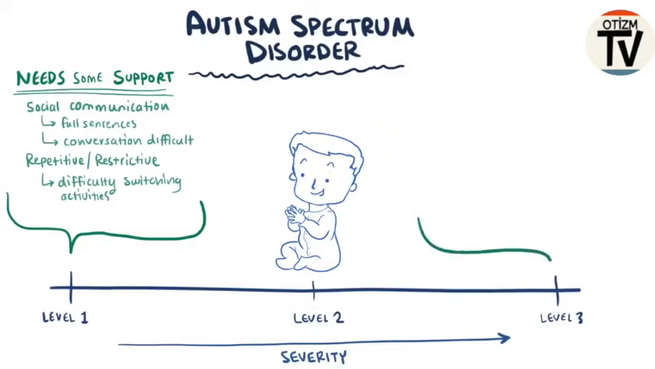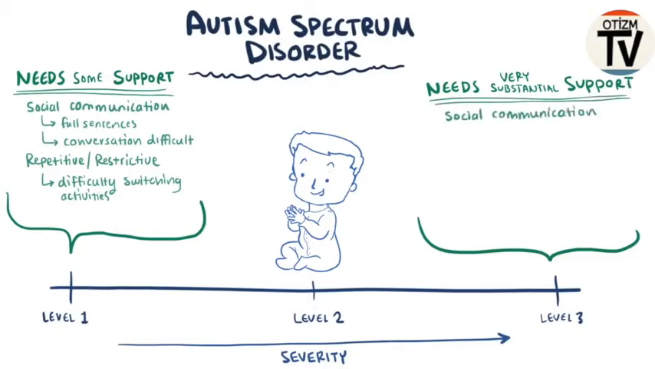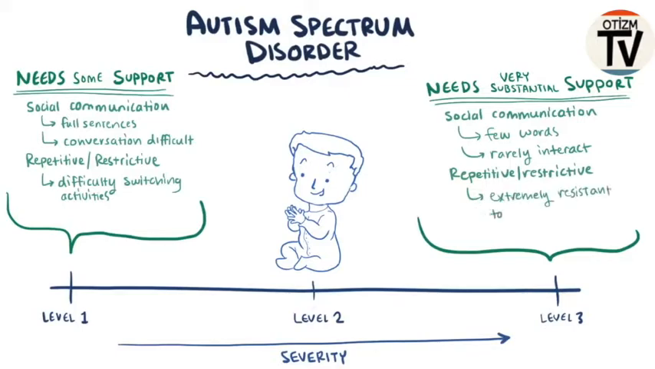On the other side of the spectrum, a level 3 severity means the child needs very substantial support, and on the social communication side, they might display very few words of intelligible speech and rarely initiate an interaction with others. For repetitive behaviors, they might be extremely resistant to change, and their behaviors seriously interfere with their daily life.